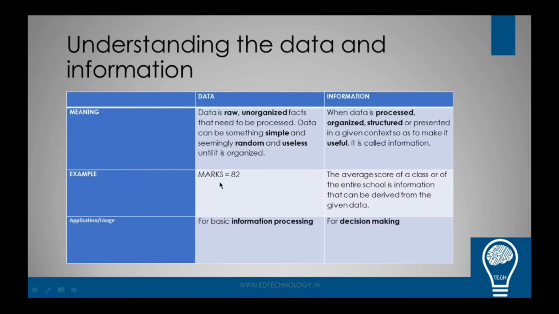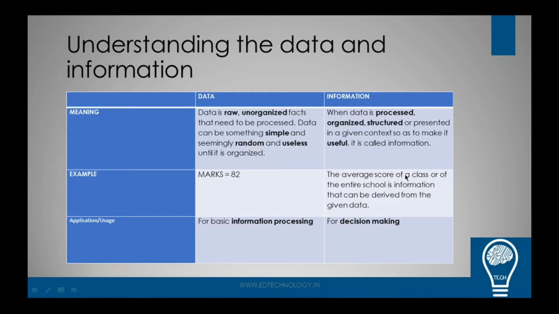If you get something like this, marks is equal to 82, that does not help you understand what we are trying to say. Out of how much, whose mark, what is the score, is it good, is it bad? We can't decide that. But if I tell you the average score of a class or of the entire school, then that particular thing is known as information that can be derived from the data, and it helps you understand things much better.